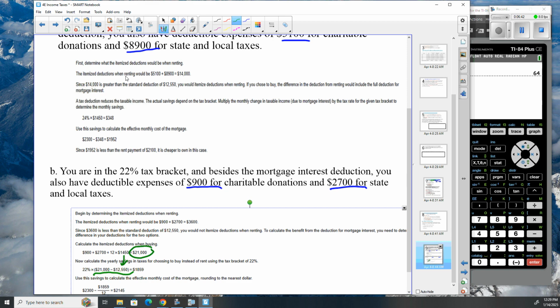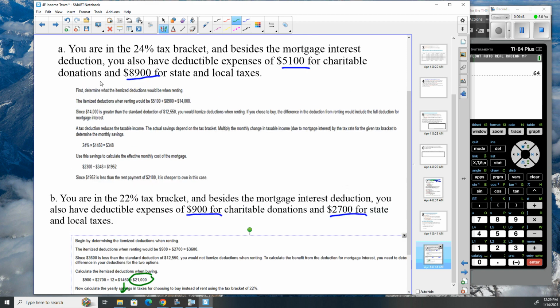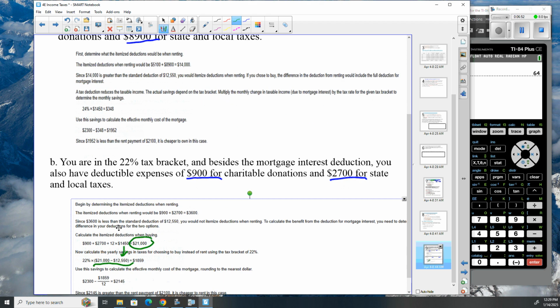On the one up here, I didn't have to go through these extra steps because they would be itemizing in each case, whether you rented or bought. So I didn't have to figure out the difference between the two. On this one I had to, because renting you would be doing one and buying you'd be doing the other.